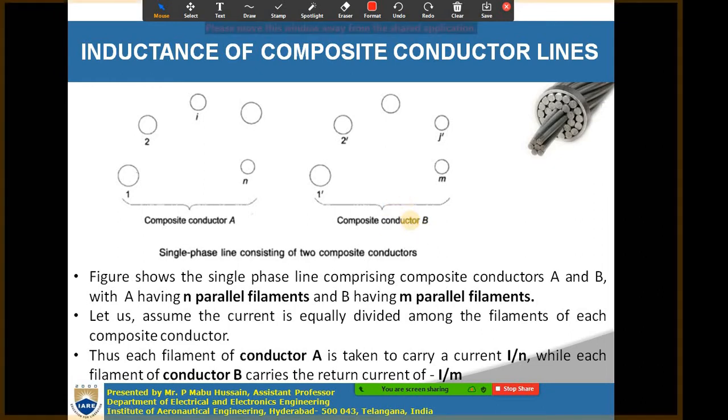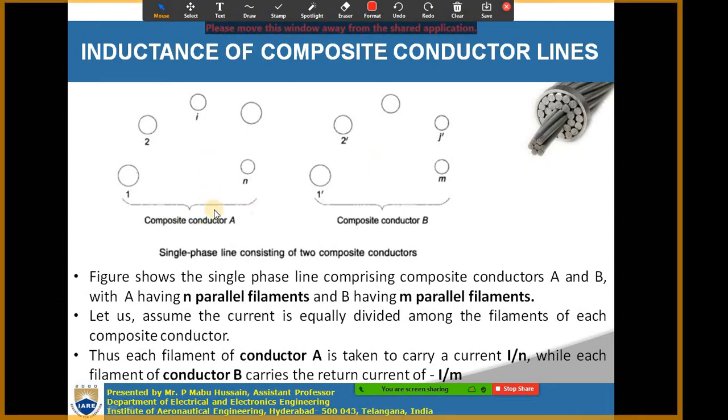Okay, so now this is a single phase transmission line, right? One conductor A acts as a forward current path, and conductor B acts as a reverse current path. So when conductor A is carrying current I, conductor B will carry a reverse current, which is minus I.